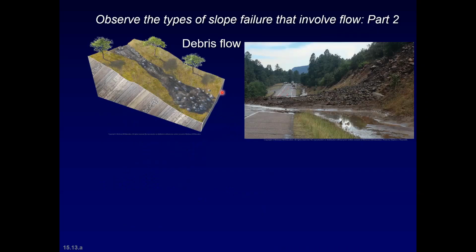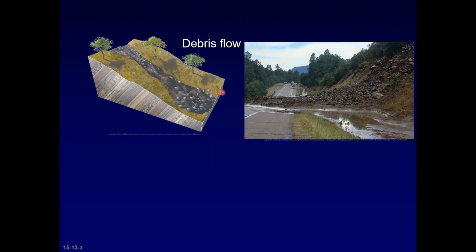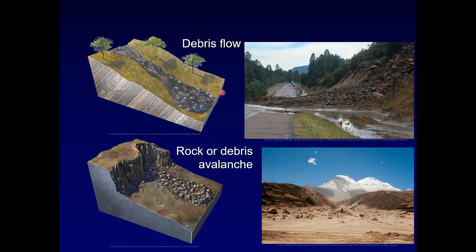Okay, so a debris flow again. That's where you have loose slurries with various sizes of clasts that can move rapidly. A rock debris avalanche, that's a collapse of a steep slope, followed by a high velocity flow and shattered pieces of rock.